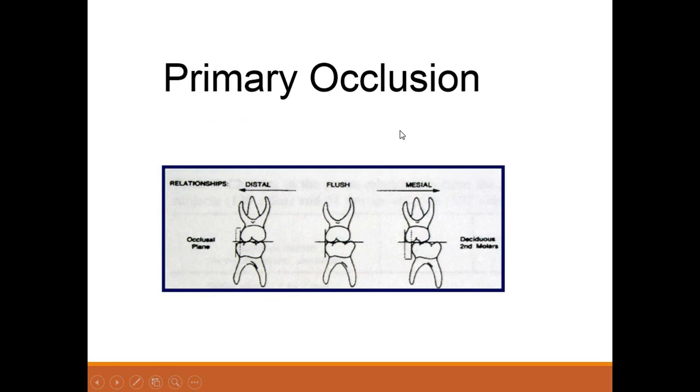Primary occlusion: when we are doing professional cleanings for kids with primary dentition, this is something that we use frequently, so these are terms that you'll really need to get familiar with. Distal is showing here's the occlusal plane where they bite. Flush means it's kind of like a class 1. Flush means that they're biting appropriately molar to molar. Distal means that this front cusp is a little bit too forward, and mesial means that this molar is a little bit too much back, and this lower one is a little too forward.